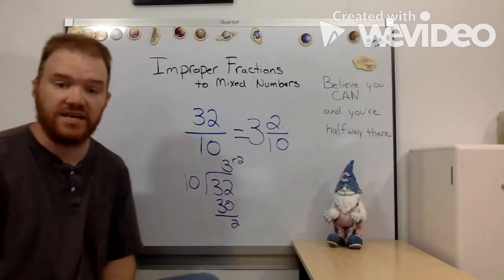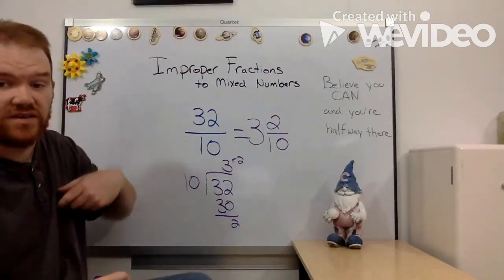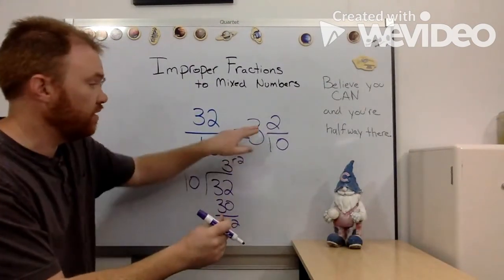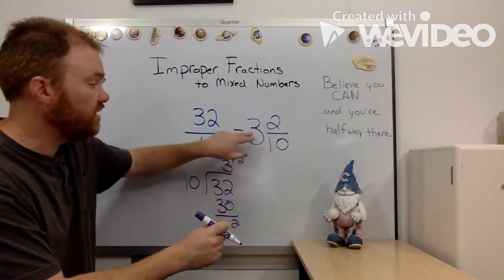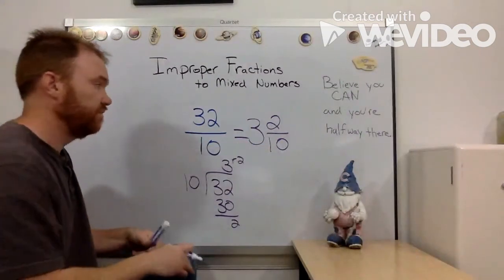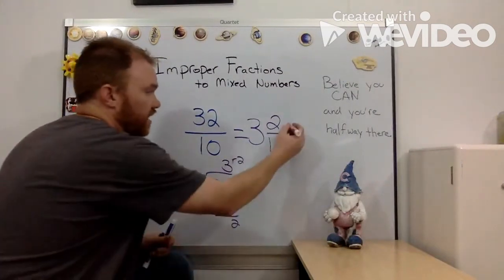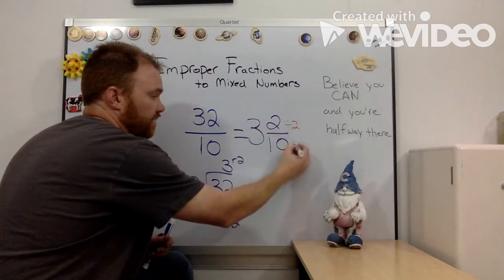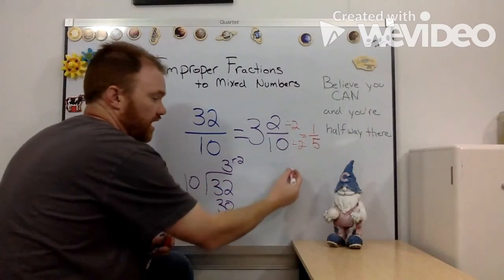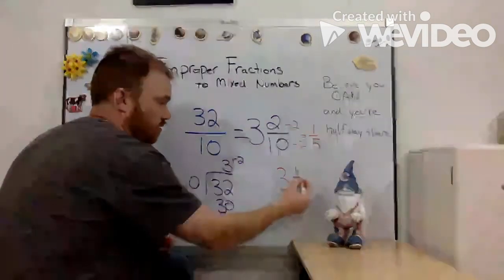Now, in this case, I can simplify the 2 tenths. If you forgot about simplifying, you can go back to one of our videos where we talk about simplifying fractions. So now I have my mixed number, but I can simplify this fraction. My common factor between 2 and 10 is 2. So I'll divide my numerator and denominator by 2, and I get 1/5. So now I have a new mixed number, 3 and 1/5.